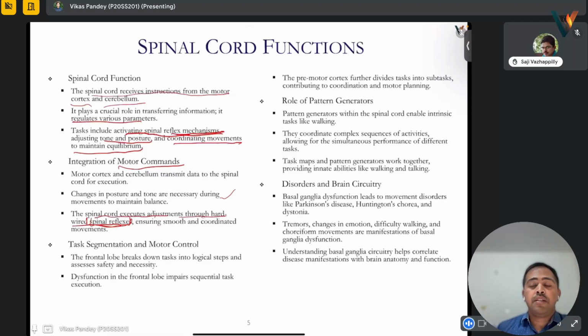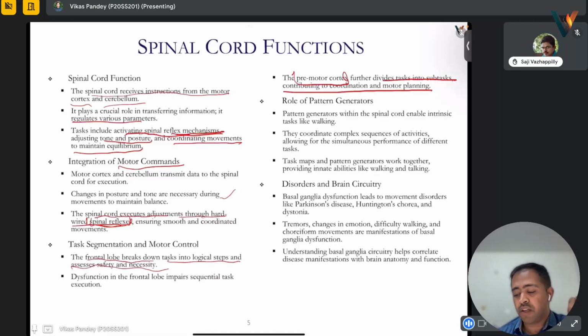Then there is task segmentation and motor control, like we saw in the case of synchronization also. The frontal lobe breaks down the task into logical steps and assesses safety and necessity. What happens if there is some problem in the frontal lobe? Then there can be some problem in sequential task execution. You can feel some jerk in the movement, it will not be smooth, with some unnecessary movement or some missing movements. The second thing is that the premotor cortex further divides this task into subtasks, contributing to coordination and motor planning. So the whole task of doing some motor movement is finely divided and controlled by specific motor units.